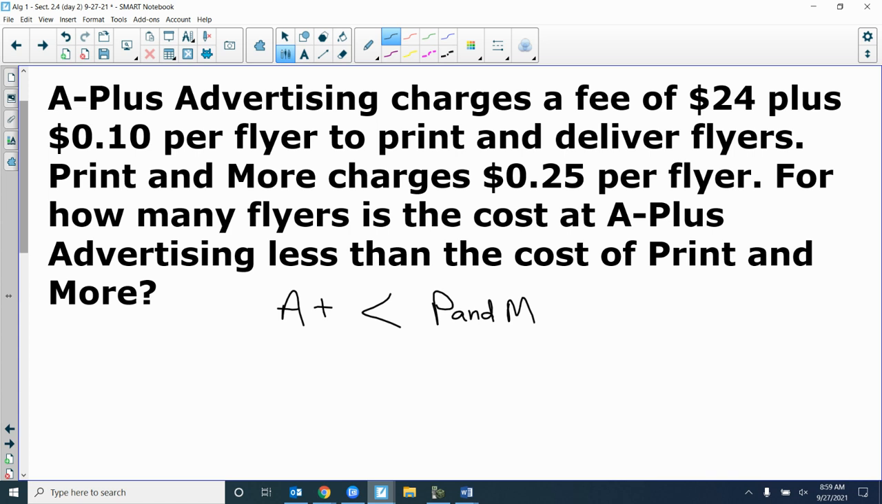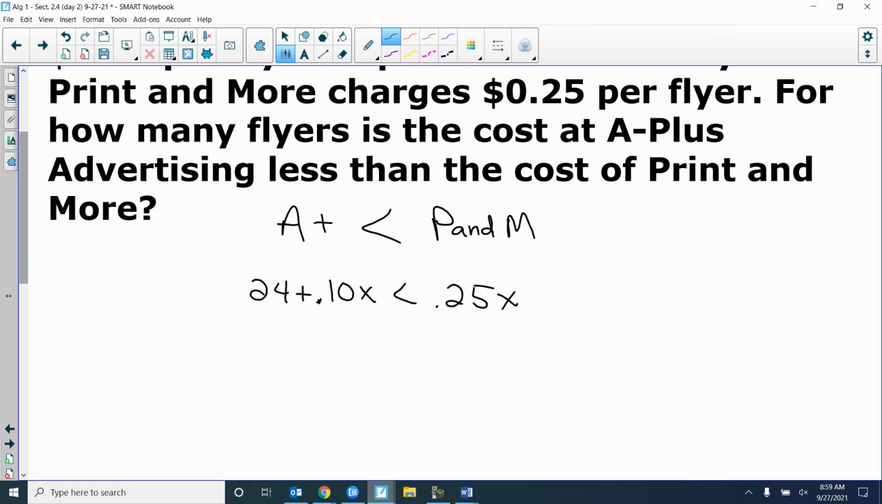24 plus 10x. Make sure you put 0.10, and then she said x. Okay. All right. How do I put the charge for Print and More? Zach? It's just 0.25. 0.25 what? Just 0.25 or 0.25x? Just 0.25. I want to disagree because it's 25 cents per what? Oh, per flyer. So if it was 25 cents for whatever, that'd be a pretty good deal. I'd just give them a quarter and be good.